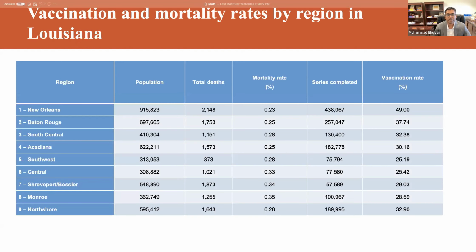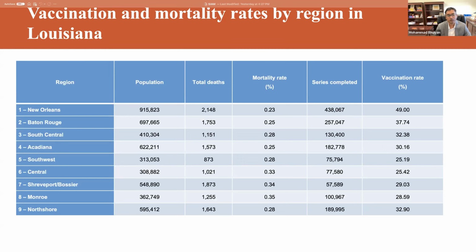So this is the table. You can see the total population, total deaths, mortality rate, series completed, and vaccination rate. Series completed means that in Louisiana, everyone got the Pfizer vaccine, so anyone who has completed 2 doses is counted as series completed. From here, you can see different regions. Louisiana has 9 different regions.